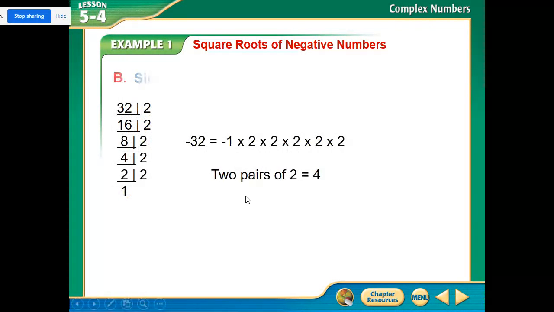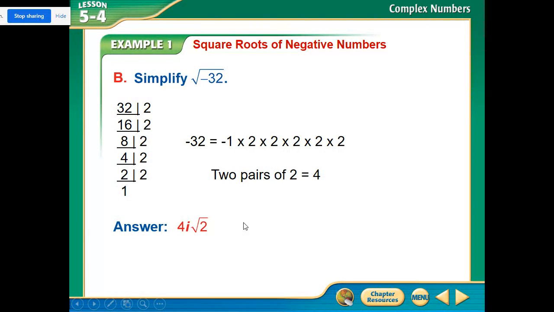One more. 32. Again, I've got to start off with my 2. It's even, so I divide by 2, and then 16, then 8, then they're all 2s. So now I have 2 pairs of 2s. So when I have pairs of 2s, I'm going to multiply them together. So a pair of 2s is 4. So I'm going to have 4 coming out. I have one 2 left over because these paired up and these paired up, and I have one left over, and a -1. So I have 4i square root of 2.